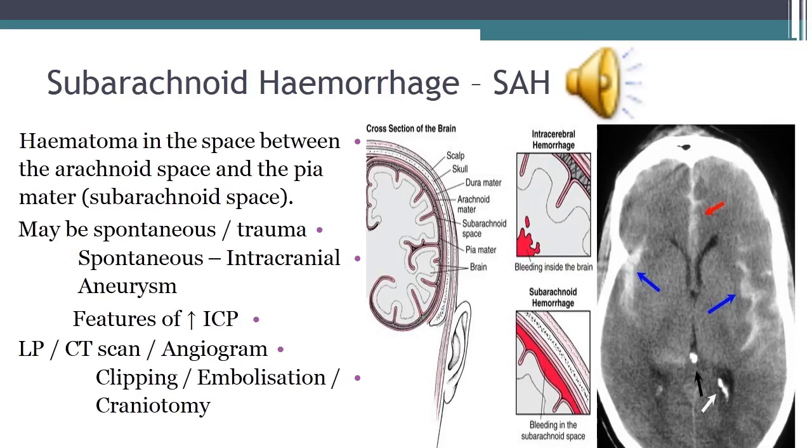To treat subarachnoid hemorrhage, we have to diagnose the cause, and we can do embolization of the aneurysm, or we can do surgical clipping by traditional craniotomy. Embolization can be done by an interventional neuroradiologist without opening the skull. That is minimally invasive surgery.